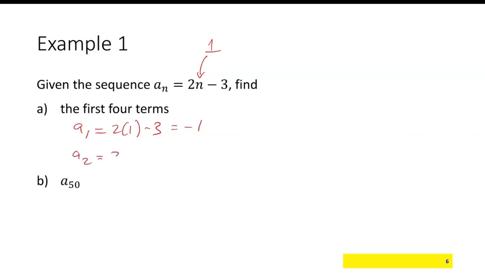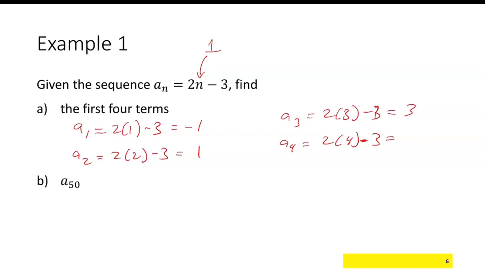A sub 2 would be 2 times 2 minus 3, which would be positive 1. A sub 3 would be 2 times 3 minus 3, sorry. There you go. 6 minus 3 is 3. And then a sub 4, which is 2 times 4 minus 3, is 8 minus 3, which is 5.